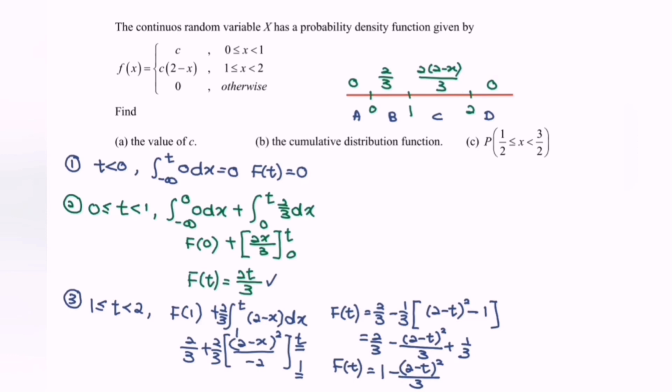Next, for part 4, t greater than or equal to 2, for the function F(2) plus integrate from 2 until t for the function 0 dt. If we substitute the 2, we will obtain F(t) equals 1.